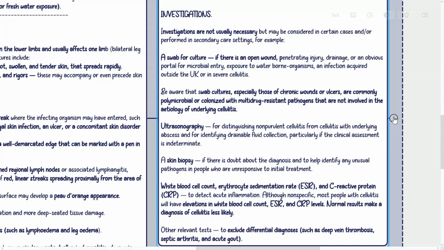White blood cell count, erythrocyte sedimentation rate, and C-reactive protein, to detect acute inflammation. Although nonspecific, most people with cellulitis will have elevations in white blood cell count, ESR, and CRP levels. Normal results make a diagnosis of cellulitis less likely. Other relevant tests, to exclude differential diagnoses, such as deep vein thrombosis, septic arthritis, and acute gout.